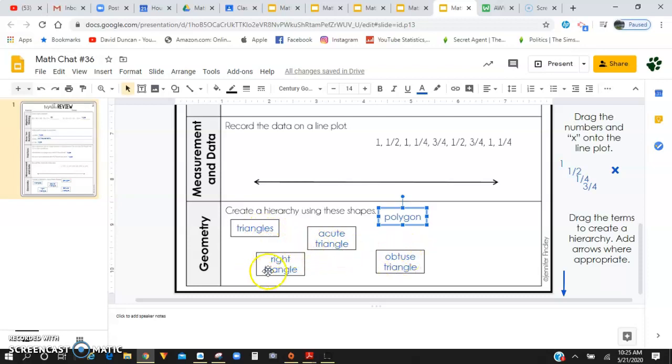Then underneath triangles, what are we going to find? You're going to kind of create like a family tree. There's no real right format that you can use for these as long as they go in order. That's all that really matters. Use this arrow to show the hierarchy as well.